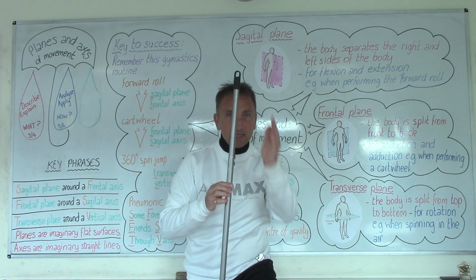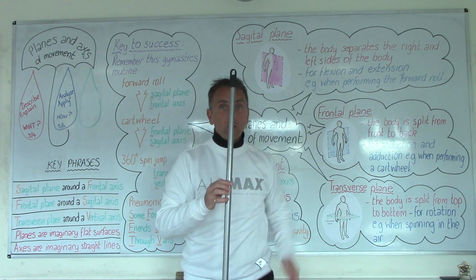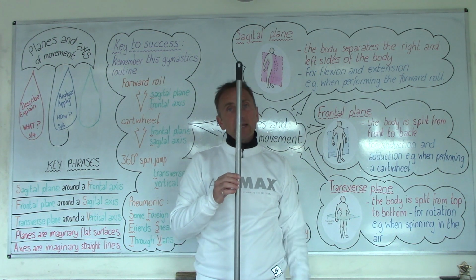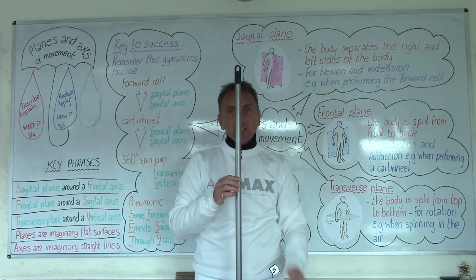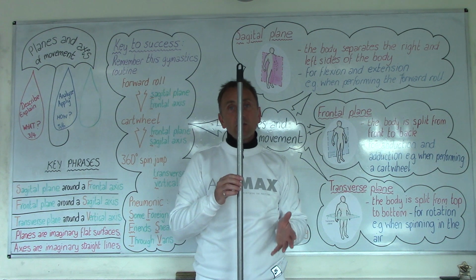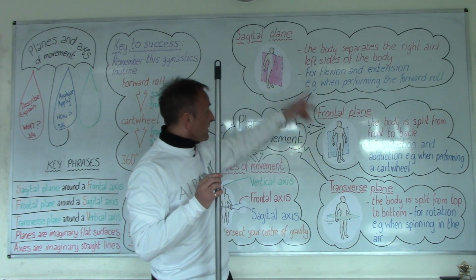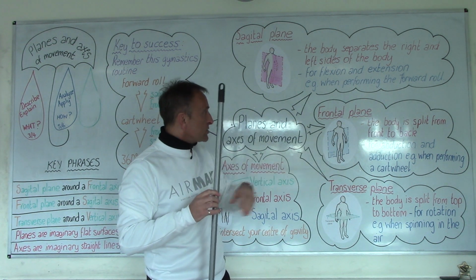So flexion and extension, if I'm running or somersaulting or forward rolling, then I'm not going to break that plane of glass. So flexion and extension are the movements possible along that sagittal plane. Let's go to my blue jelly baby, frontal plane.